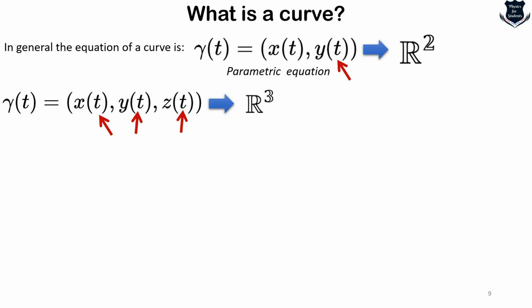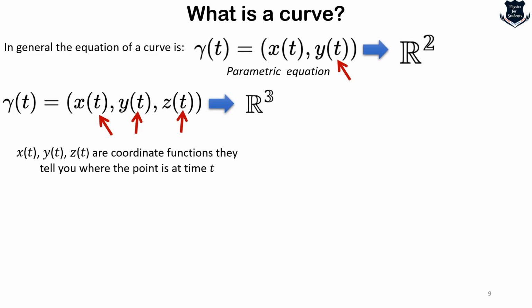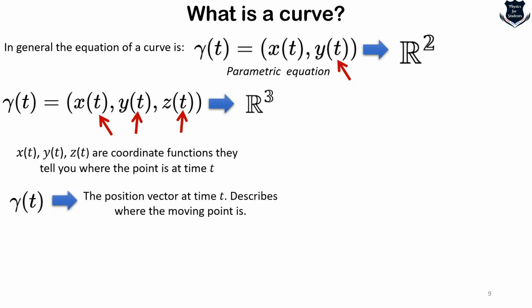Parameter, just like time is a parameter. And all this x of t, y of t, z of t are basically coordinate functions, and they tell you where you are at that particular time. Now, if I consider gamma of t, this is the position vector at time t. That means it describes where the point is moving.